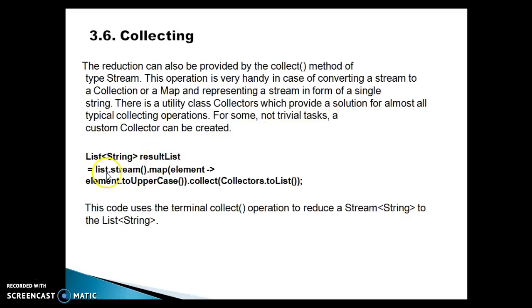So here if you have a list of strings, then you can call the stream method on the list, and after that we are going to use the map function. We retrieve every element from the list, which is of type String, and convert it to uppercase. Finally, we convert that stream into a collection using the toList method, which is available in the Collectors utility class. This code uses the terminal function called collect to reduce the stream of strings to a list.